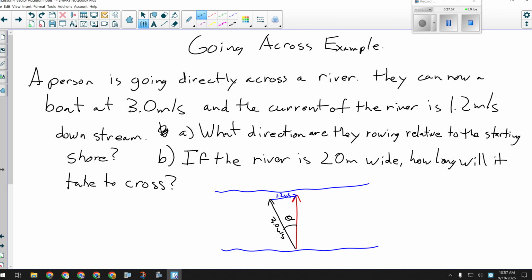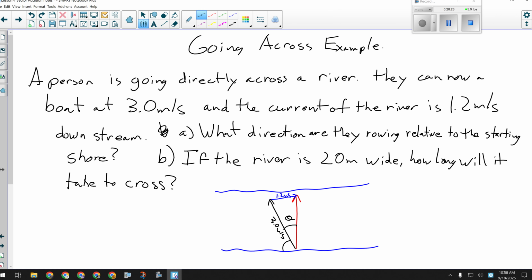What direction are they rowing relative to the starting shore? Is that angle that I just drew in there relative to the starting shore? No. That would be this angle. Can I still calculate that one though? Yeah. Then I'll just go 90 minus, and I'll have the one they want. Is that okay? Totally okay, right? Either way will work.